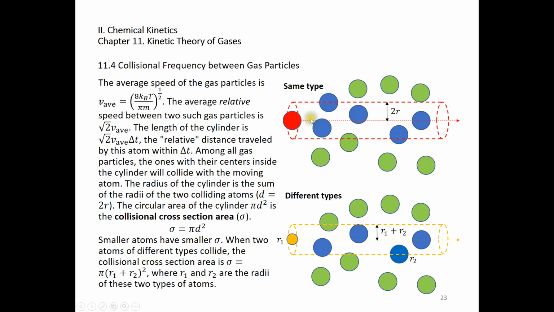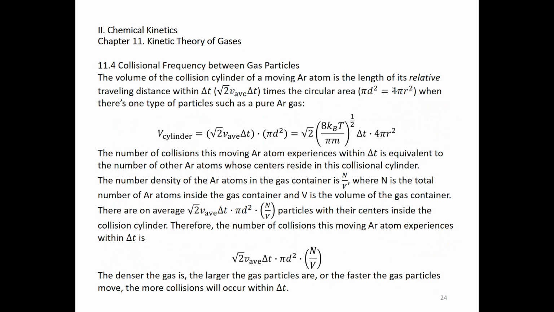And from the previous diagrams, you can see if a particle has its center inside the cylinder, there's going to be a collision between these two, and these two, and so on. If the center is outside the cylinder, no collisions. So really, we do not have to count the number of collisions. We just need to know the number of atoms inside the collision cylinder. That's simply the number density N over V multiplied by the volume of the cylinder. N is the total number of atoms in the container, V is the total volume of the gas container, N over V is the number density.